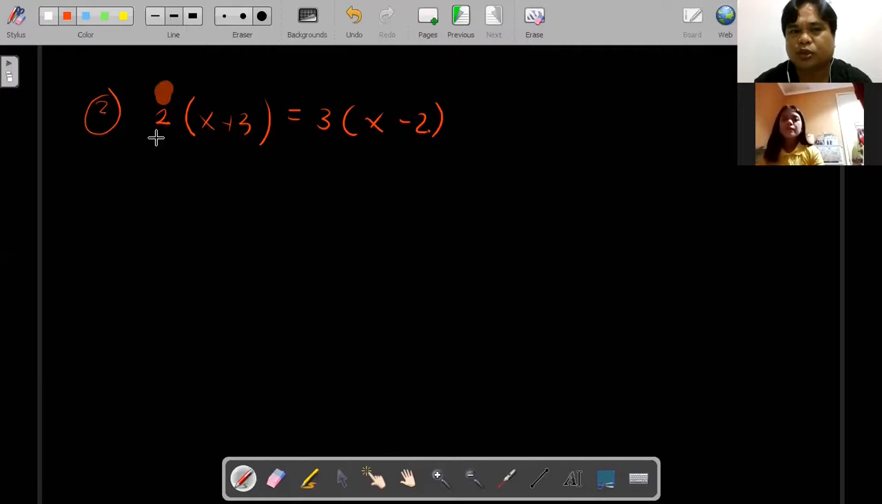So, it becomes 2 times x, we get 2x, right? Plus 6. Because this is how to do it. You multiply the 2 here and then multiply it here again. That's why you get 2x and then plus 6. Okay?